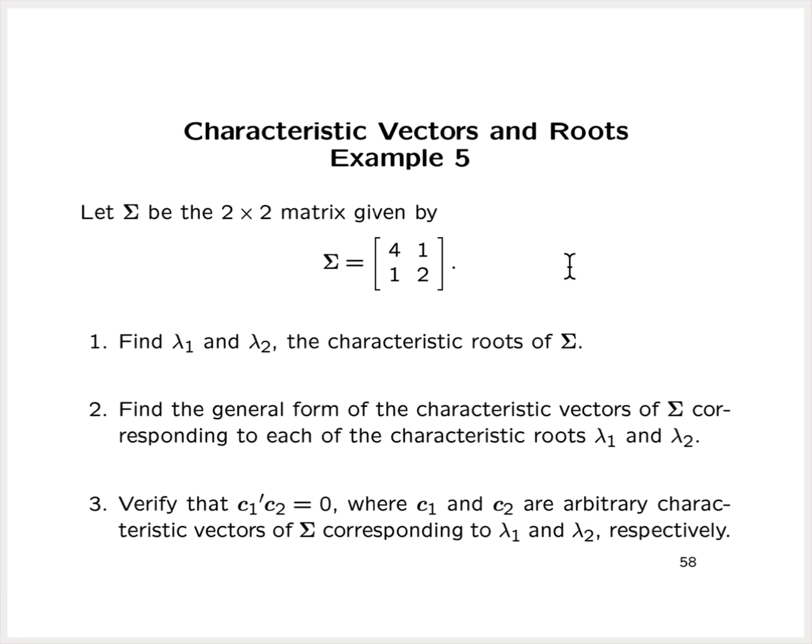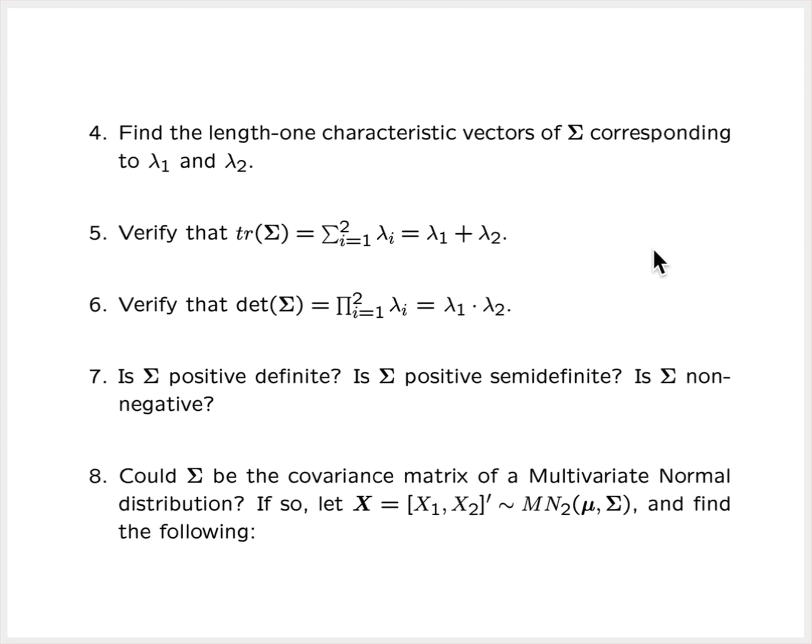All right, now let's look at another example. Very quickly. We've got a 2 by 2 matrix here, and it's a little bit different, a little bit more interesting perhaps than the other matrices we've looked at. Now the trace of this matrix is 6, and the determinant is 4 times 2, which is 8, minus 1 times 1, so 8 minus 1, that's going to be 7. So let's just keep that in the back of our minds.